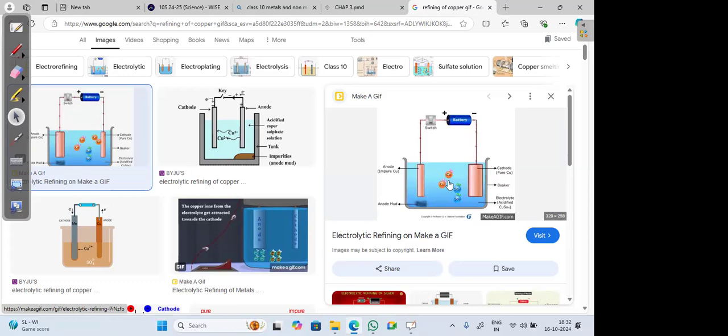And here, what is happening at the anode? The impure copper atoms are getting into the solution. The impurities are getting deposited below it. And the electrons travel through the wire to the positive terminal of the battery.